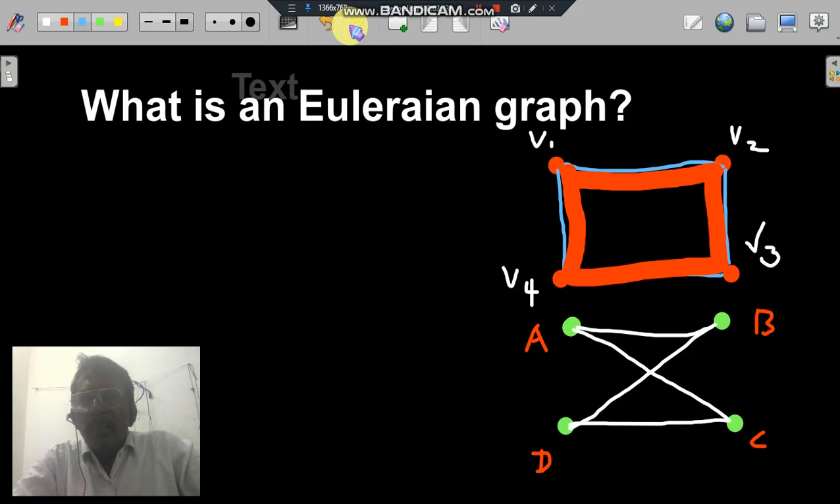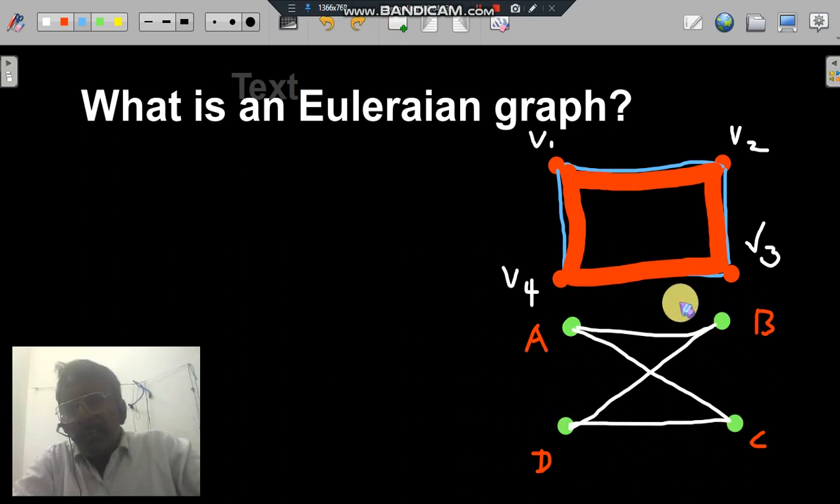This is a cycle. You note what type of cycle this is. In this cycle, each edge of the graph, this edge, this edge, this edge and this edge, comes only one time. Have you noted that? So this is a cycle in which each edge comes only once. Am I correct? Now look at the other graph.